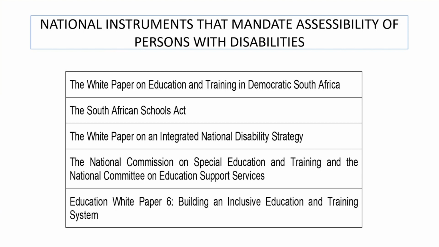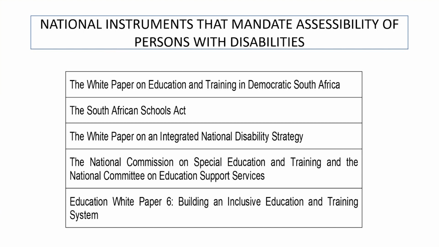We also have the South African Schools Act. We have the White Paper on an Integrated National Disability Strategy. We have the process that was conducted by these two committees. We have the report compiled by the National Commission on Special Education and Training and the National Committee on Education Support Services. And finally, we have Education White Paper 6, Building an Inclusive Education and Training System.